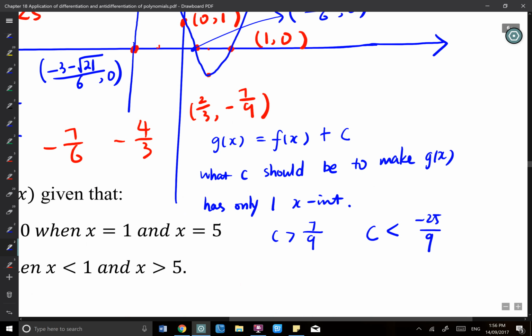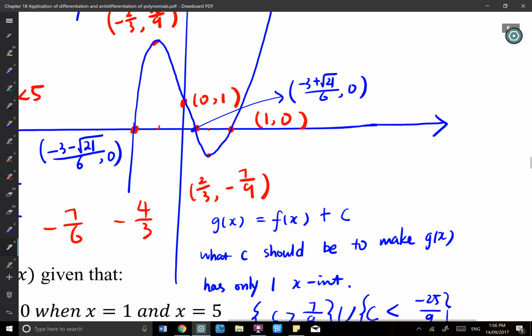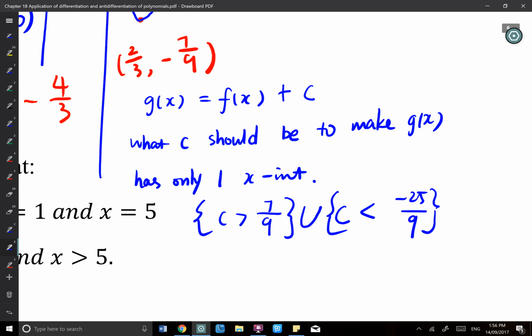So this answer should be a union. c should be that set union that set. You need to have both answers, either this or that. You can move up or you can move down. It's 2 different values. So this is not that difficult. This question is not that difficult. You just need to think about the movement of the graph.